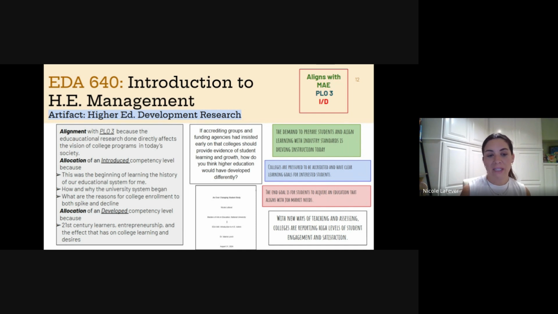Part of the artifact is introduced competency level, because this was just the beginning for me of learning about the history of our educational system, how there's enrollment spikes and declines. And then at the developed level, just that component that there's 21st century learners and they're shopping around. And so they have a need for entrepreneurship, and that does have an effect on learning and their desires of what they want to get out of their college education.